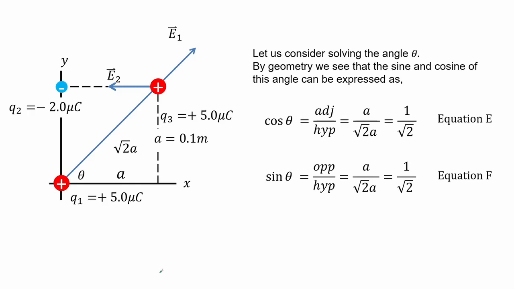Let us consider solving for the angle theta. By geometry we see that the sine and cosine of this angle can be expressed as these functions here. Consider the adjacent and hypotenuse parts. For the cosine function we have equation E and for the sine function, as shown in equation F. We will substitute them later.